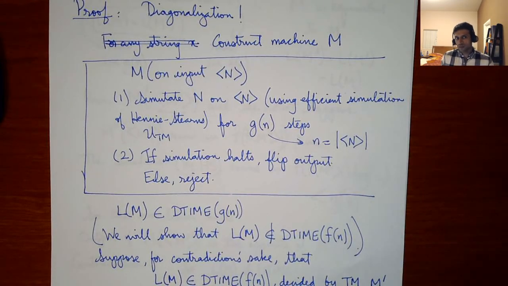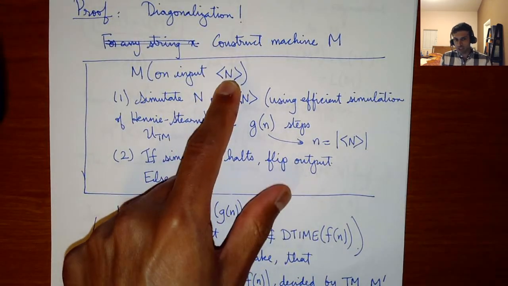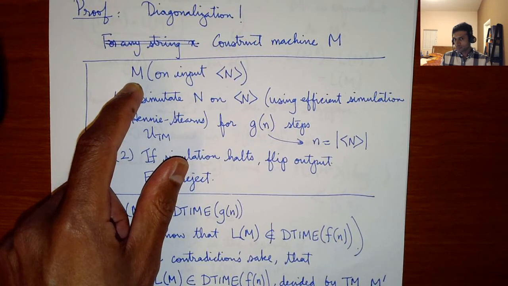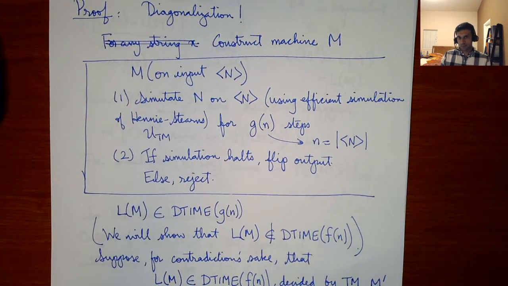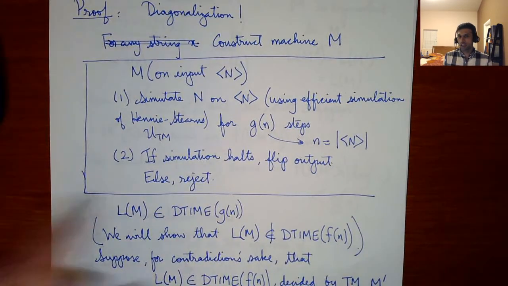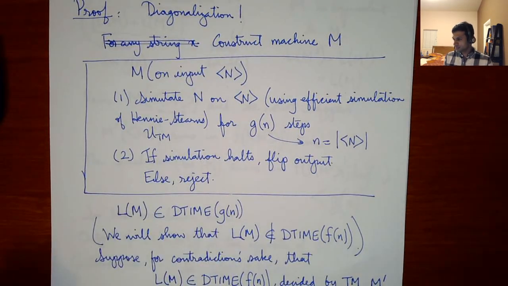So that means that for any machine that accepts the same language as M, its running time must actually be comparable to g of n, so that the simulation halts. I see. Very cleverly designed, right? So I've constructed a machine which is almost like the most efficient machine for that language.